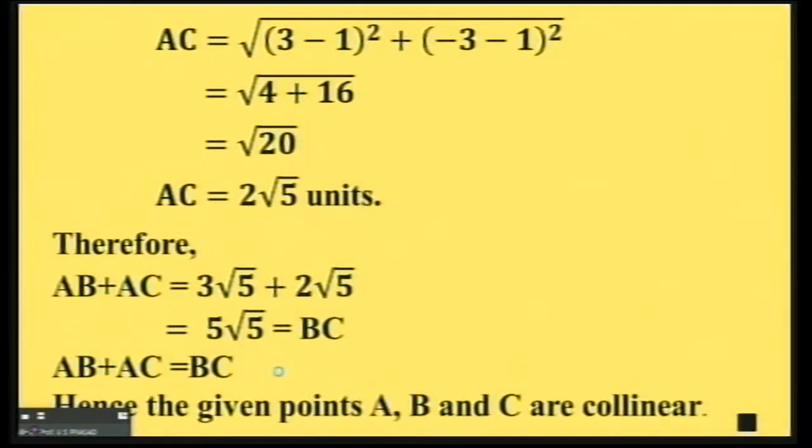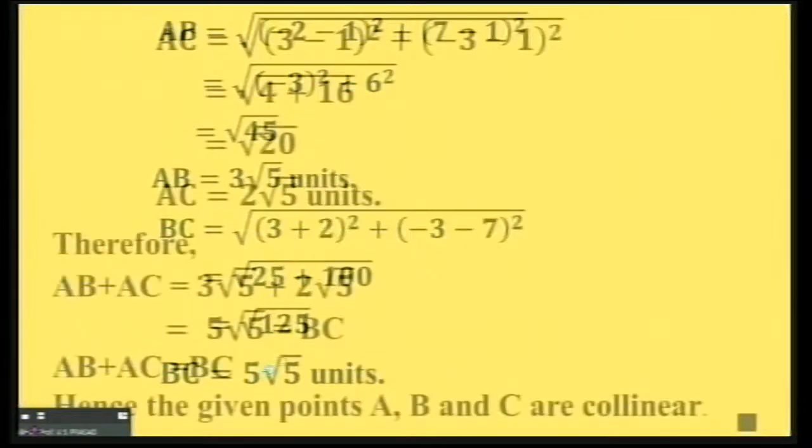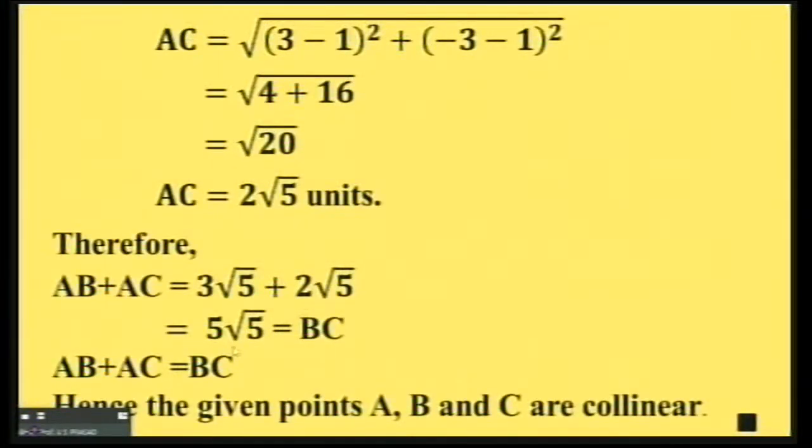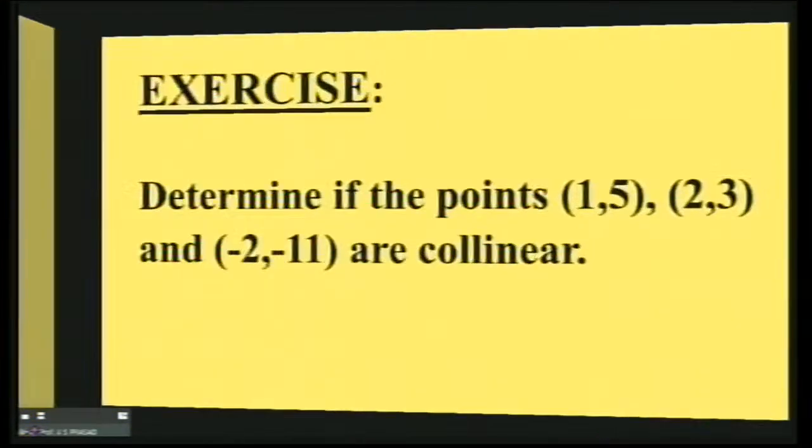That is nothing but BC. Therefore AB plus AC is equal to BC, which means all the three lengths coincide, hence the given 3 points are collinear. In that way we can check. If any two sums are not equal to the third one, then you can observe that the points are not collinear. In fact, I will give one exercise for students to check.